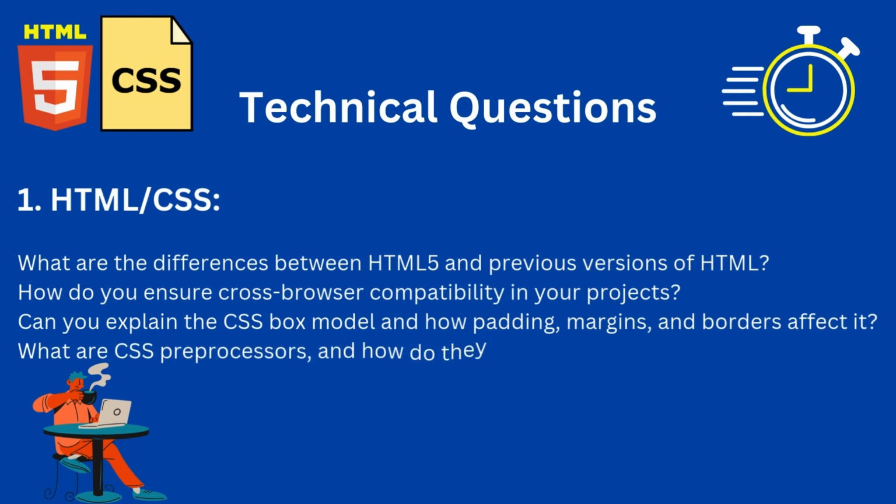Question number 3: Can you explain the CSS box model and how padding, margins, and borders affect it? Question number 4: What are CSS preprocessors, and how do they benefit the development process?